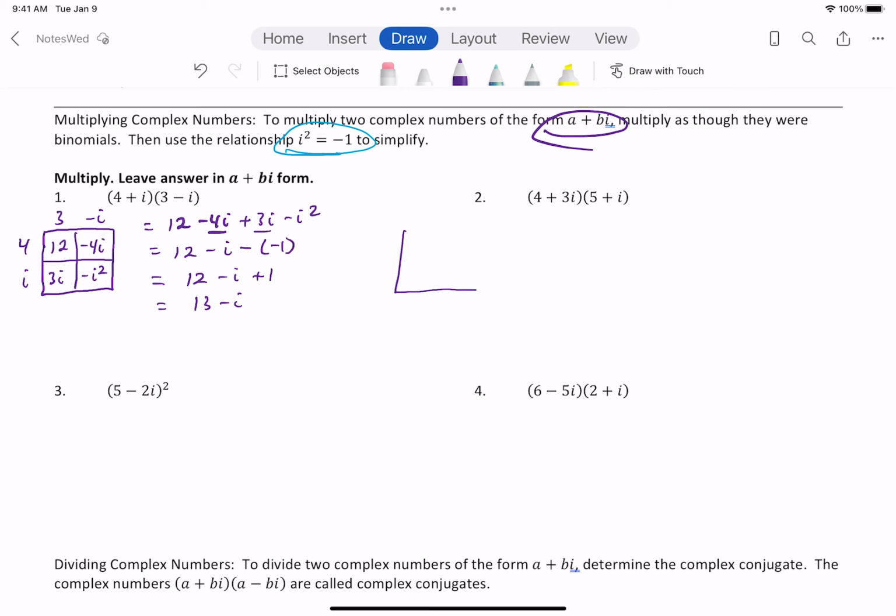So basically these are going to work the same way, right? They're just binomials times binomials. So 4 times 5 is 20. 4 times i is 4i. 3i times 5 is 15i. And 3i times i is 3i squared.